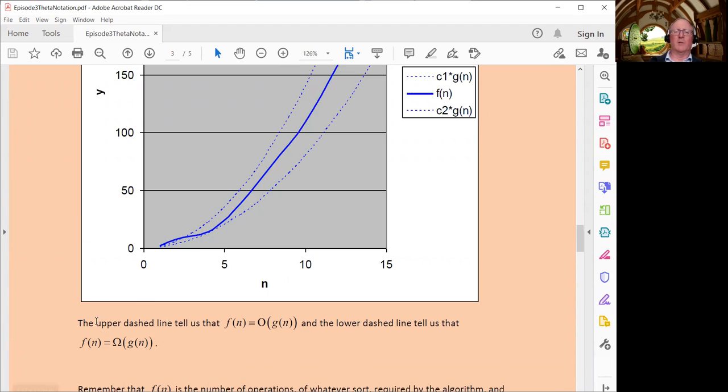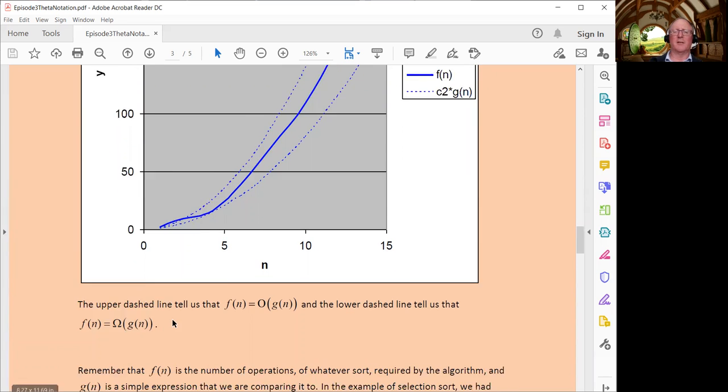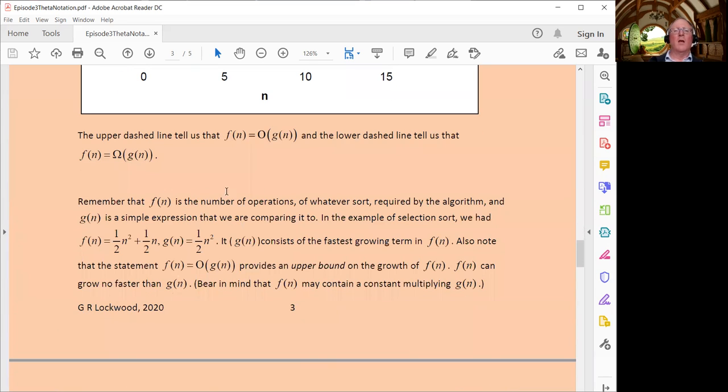And so there's a comment about what the upper and lower dashed lines tell us. Remember that f of n is the number of operations of whatever sort required by the algorithm, and that might be quite complicated. G of n is a simple expression that we're comparing it to. So we want something nice and easy that we can hang our hat on. In the example of selection sort, we had f of n was a half n squared plus a half n. G of n is just a half n squared, and that consists of the fastest growing term in f of n.